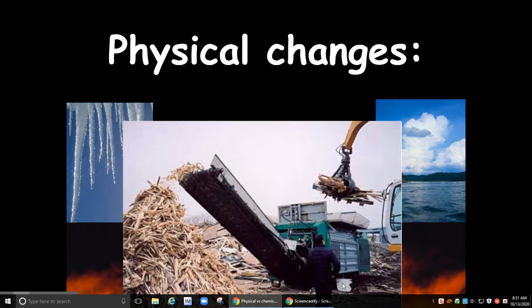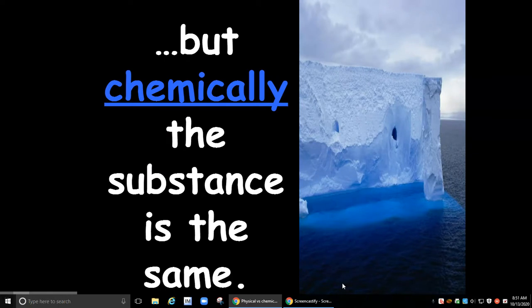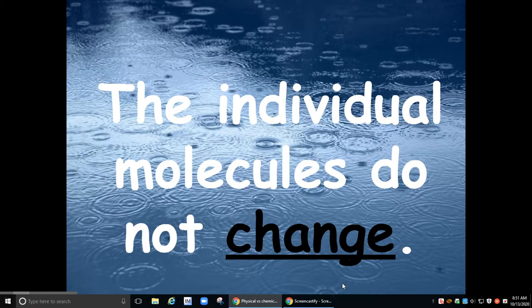You can chop wood and make it smaller, but it's still wood. You can take paper and tear it, but it's still paper. It just looks different. So there's all different types of physical changes that don't change the chemical makeup of the substance. So again, physical changes occur when the appearance of a substance changes, but chemically the substance is still the same. So again, that picture of the iceberg is made of H2O. The liquid water that it's floating in is made of H2O. They just have a different appearance. So the molecules of that substance do not change.